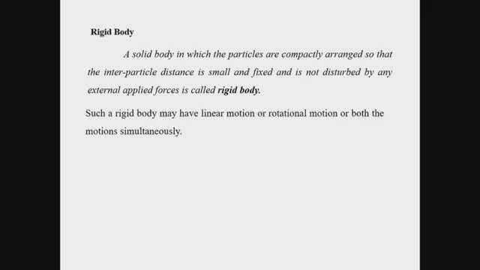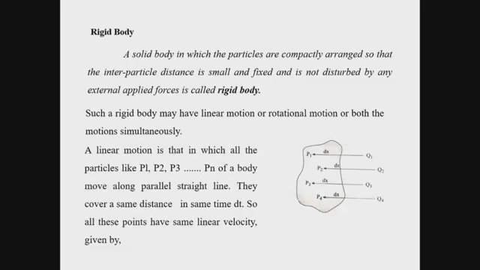Such a rigid body may have a linear motion or rotational motion, or both types of motion simultaneously. A linear motion is that in which all the particles like P1, P2, P3, P4 and so on up to Pn of a body move along a parallel straight line. They cover the same distance in the same time dt. So all these points have the same linear velocity, and it is given by v is equal to dx by dt.